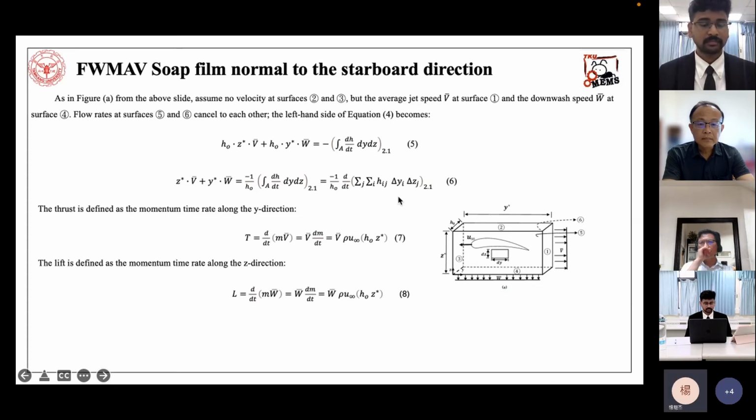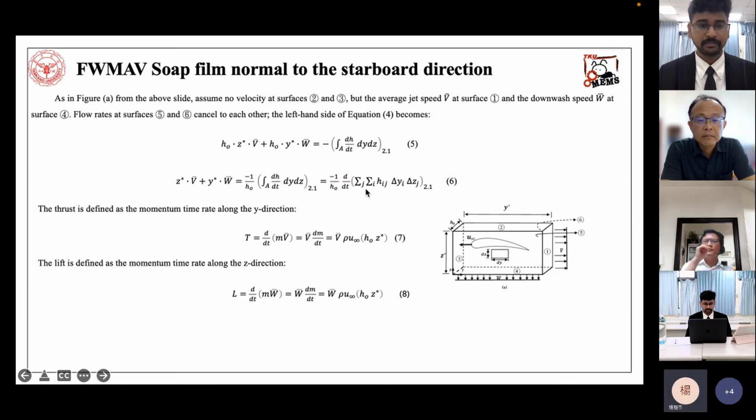On the left hand side, you can see Z star V bar plus Y star W bar. Y is the downwash. V is the horizontal jet. They combine together and equal the right hand side. The right hand side is the total summation of the soft film thickness, and we take the time derivative. This right hand side comes from our soft film experiment.